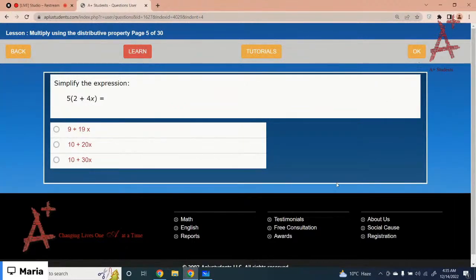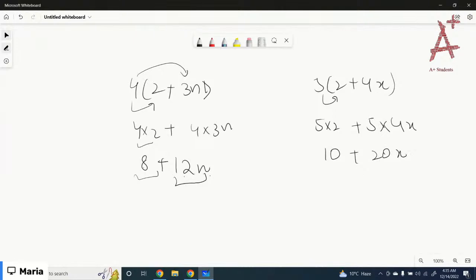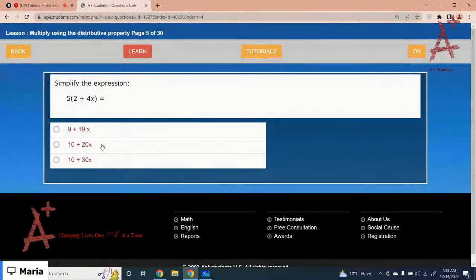Okay, 5 times 2 plus 4x. So which is the correct option? You have to do 5 times 2 and 5 times 4x. 5 times 2 is 10 and 5 times 4 is 20x. So it would be 10 plus 20x. Got it? Just select the correct option, then click on the OK button.